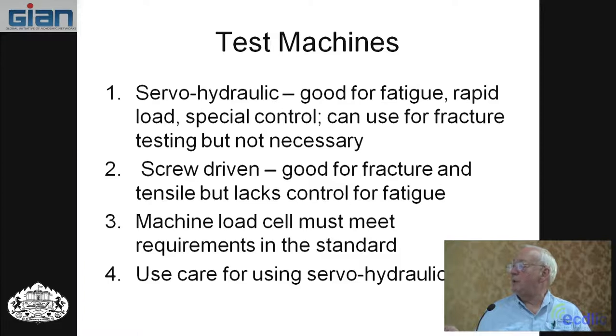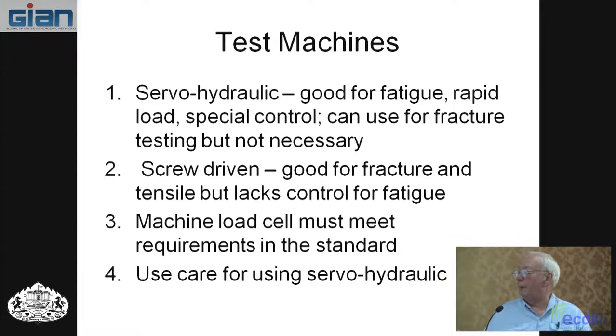Then you need a machine to test it in. For pre-cracking, we usually use servo hydraulic machines, because you can get good rapid load control, and you can use them for fracture toughness as well. For fracture toughness, you can use a screw-driven machine. A screw-driven machine has better control for the most part, but if you use it for pre-cracking, where you're doing tens and hundreds of thousands of cycles, you're going to wear the screws out on your screw machine.